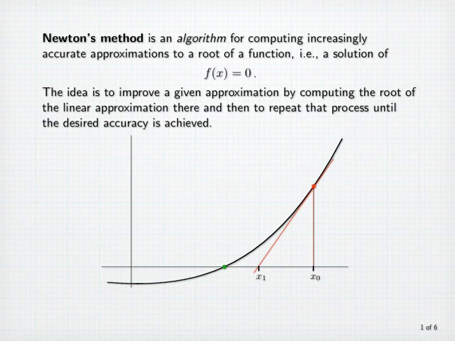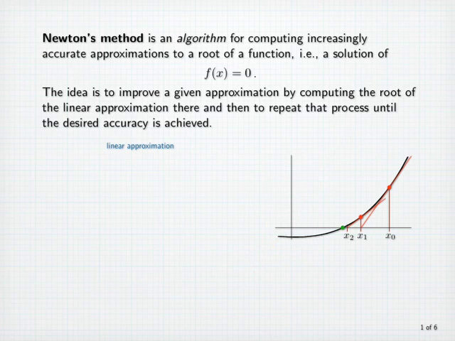Now we basically repeat the same process. The tangent line at the corresponding point is the graph of the linear approximation there. It crosses the x-axis at some number x2, which hopefully is an even better approximation than x1. So let's see how these computations should be done.